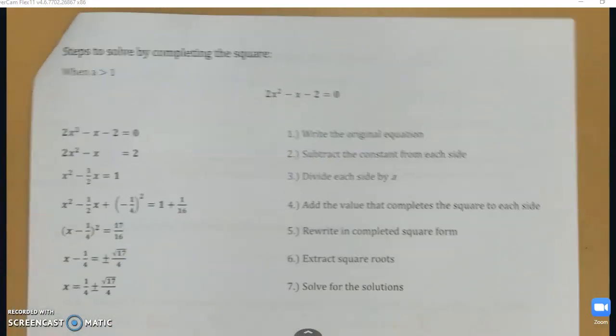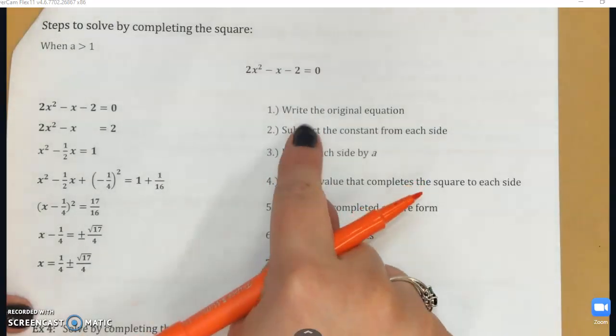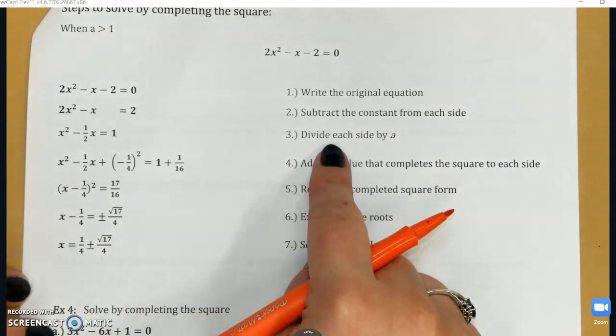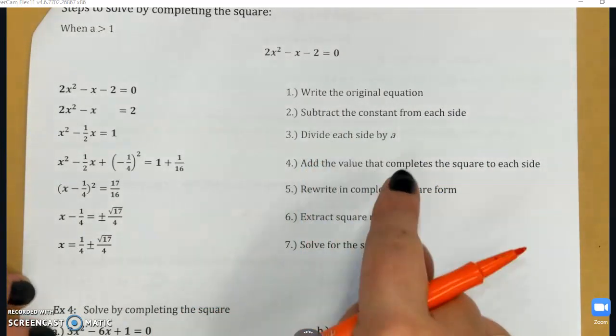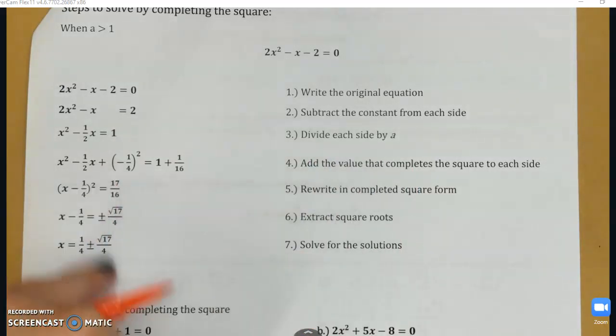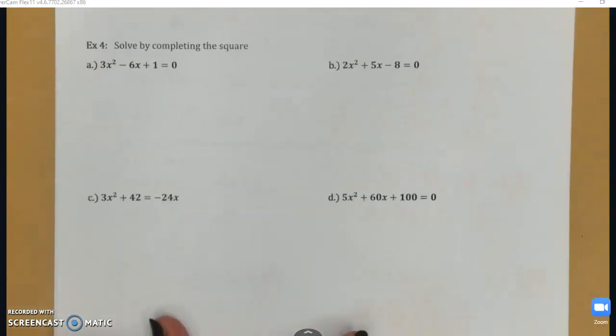Okay, on to our last part. Up to this point, all of our quadratics we've been solving have had a being equal to 1. So what do we do when a is bigger than 1? We're going to be following the same steps that we've been doing. However, after we get our constant on the other side, we're just going to divide the entire equation by a. And then from there on out, it's the same steps. Complete the square, rewrite it as a binomial, square root both sides, etc. So let's get into some examples on that.